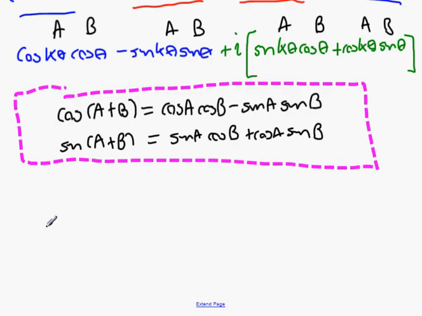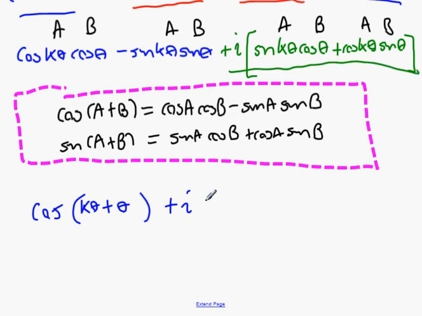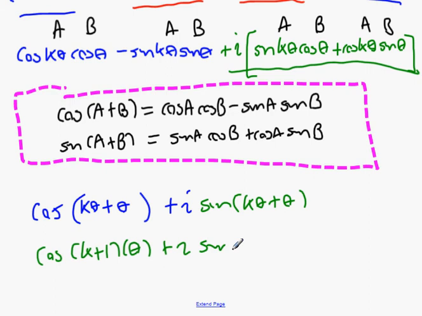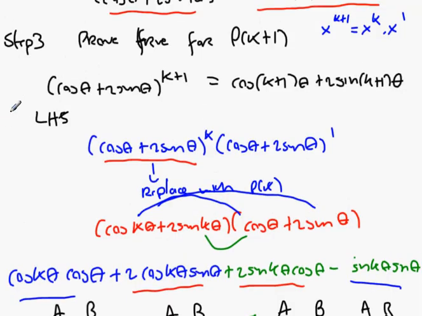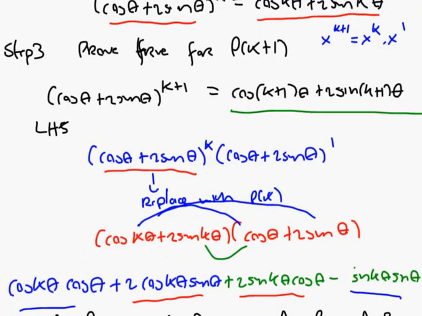It's going to turn into cos(A+B), which is cos(k theta + theta), because that's A plus B. The other one's going to be i times, in green, sine(k theta + theta). Factorize out the theta: cos (k+1) theta + i sine (k+1) theta. And now the left hand side equals the right hand side.